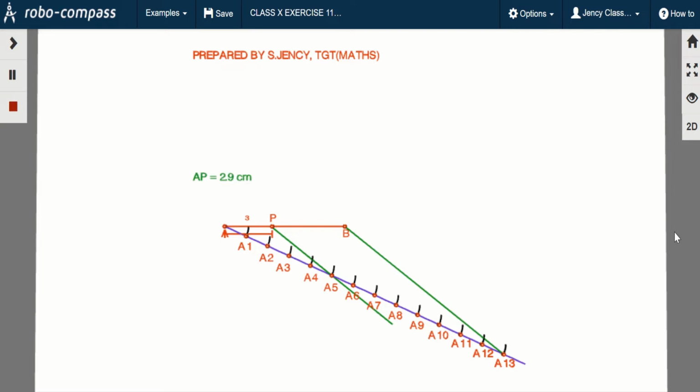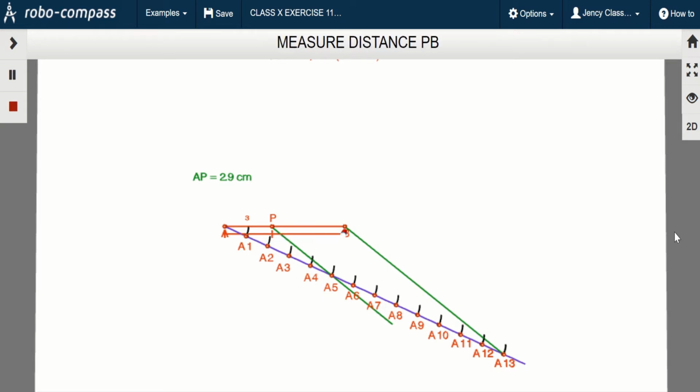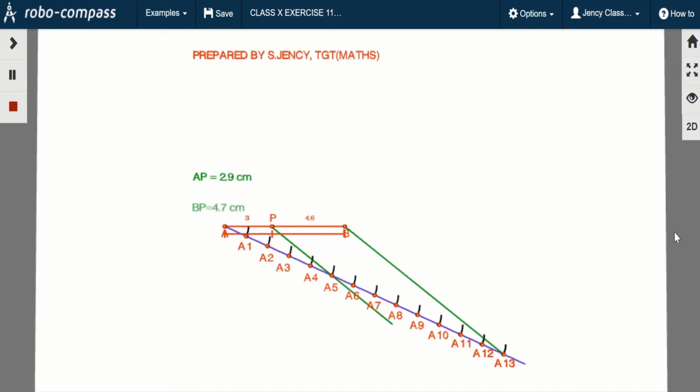Then again we are going to measure that PB. We are going to get 4.7 centimeter. See, so 2.9 plus 4.7 you will get 7.6 centimeter. This is what our line segment, isn't it? So see, it nicely divided in the ratio of 5:8. So this is the required ratio.